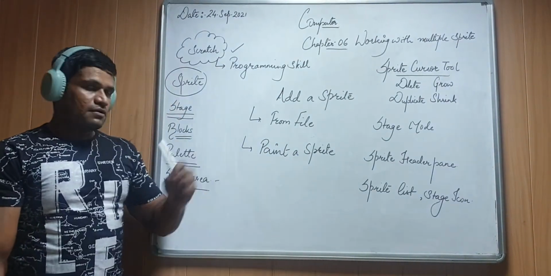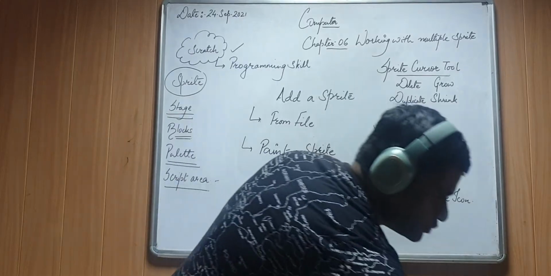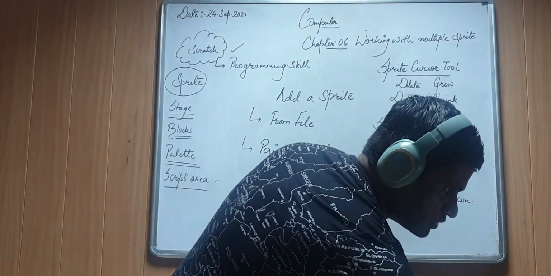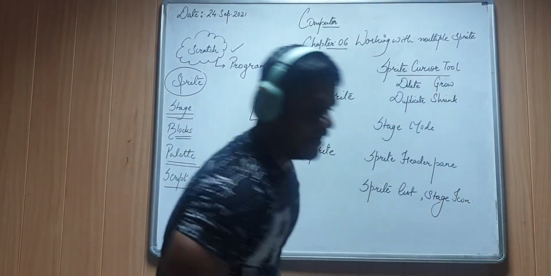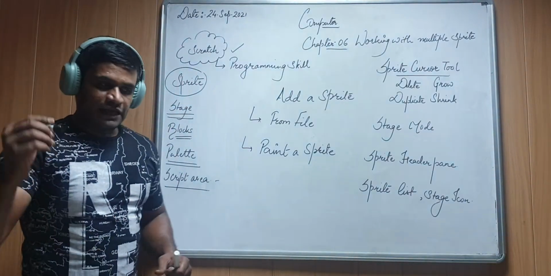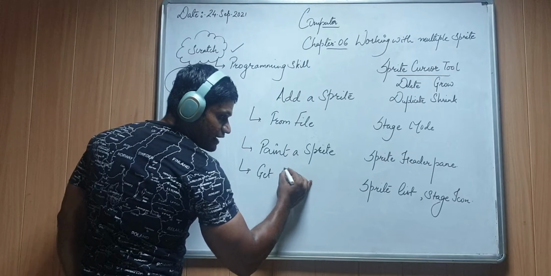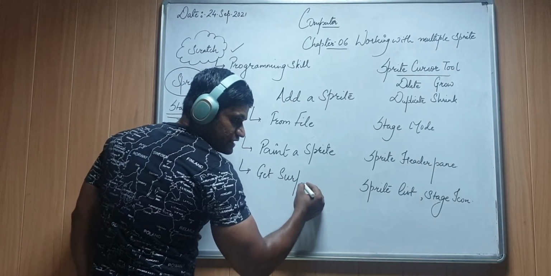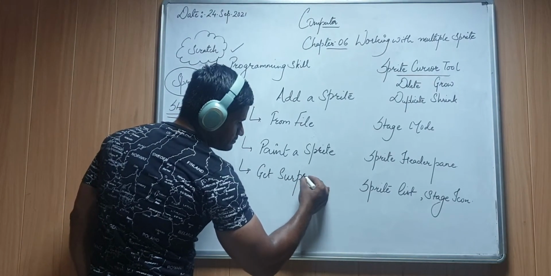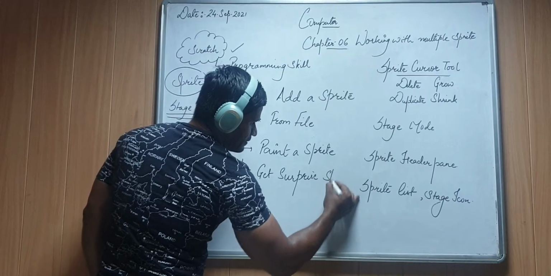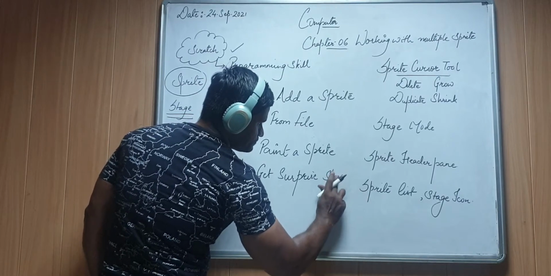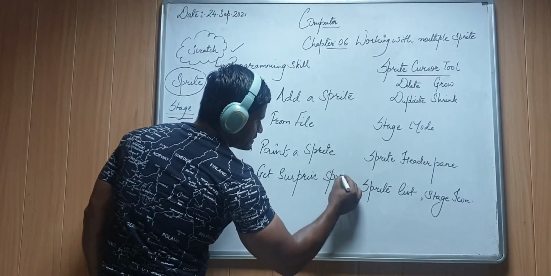Second is painting a sprite, which means you yourself can draw the sprite and add it on the stage. And the third is get surprise sprite. This will provide you a new sprite on the stage.